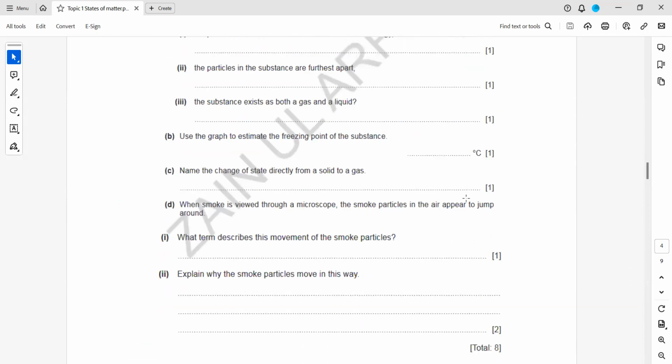Name the change of state directly from a solid to a gas. So when a solid directly turns into a gas, we call it sublimation.